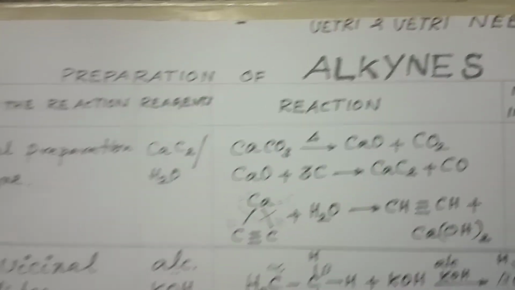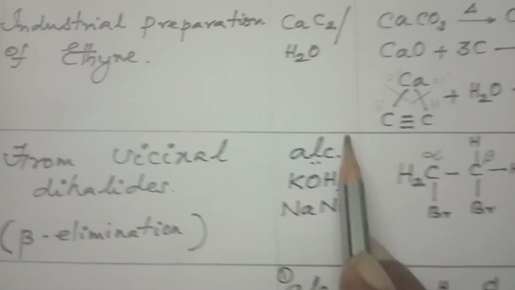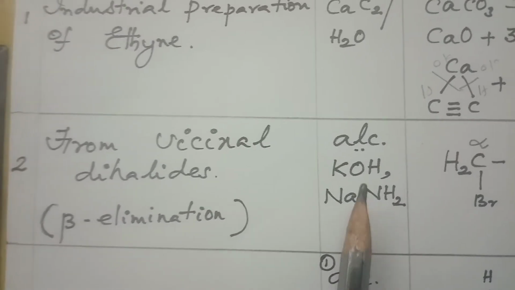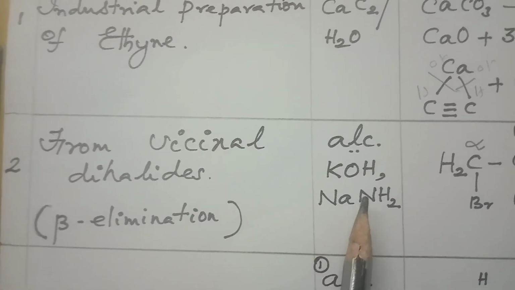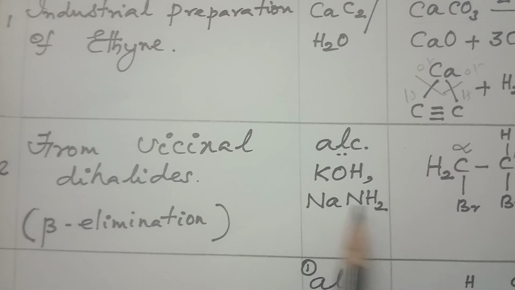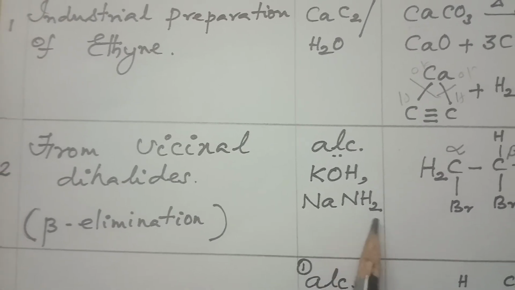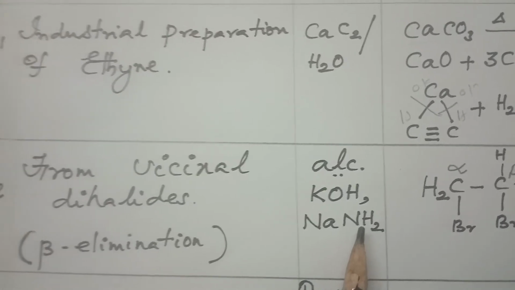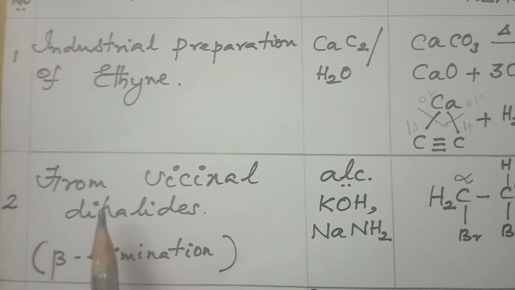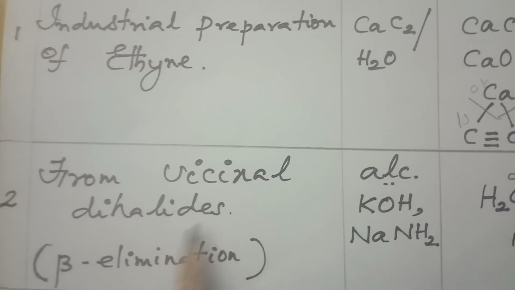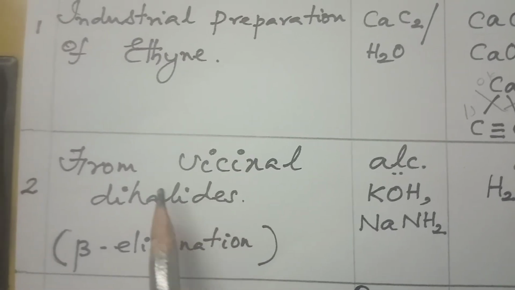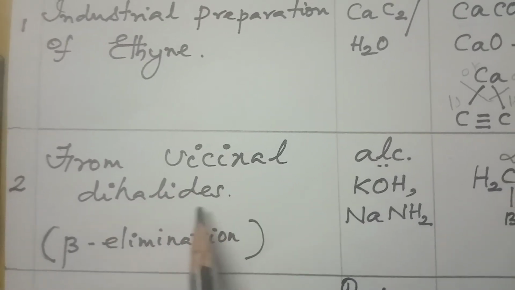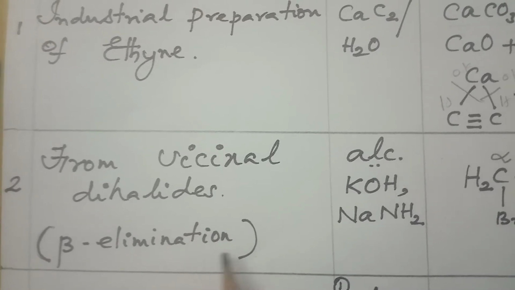Next we come to the next reagent. The reagent is alcoholic potassium hydroxide, and the alternative is sodamide. What it indicates is dehydrohalogenation. The reaction is from vicinal dihalide, and the type is beta elimination.